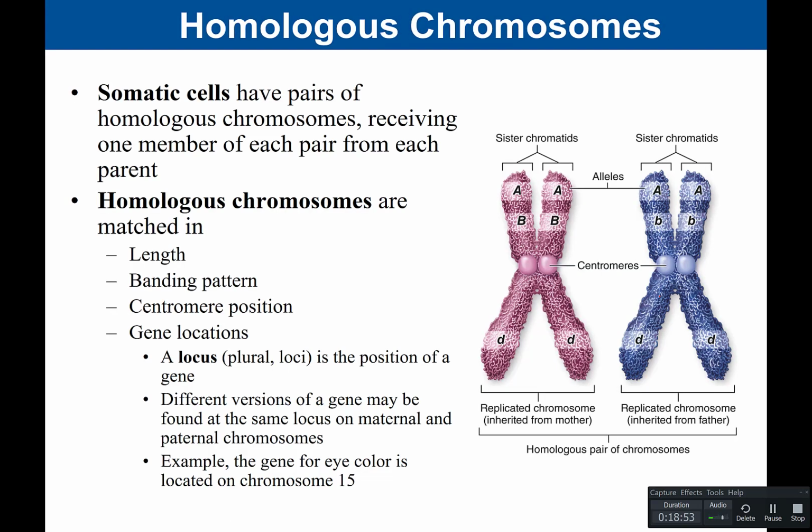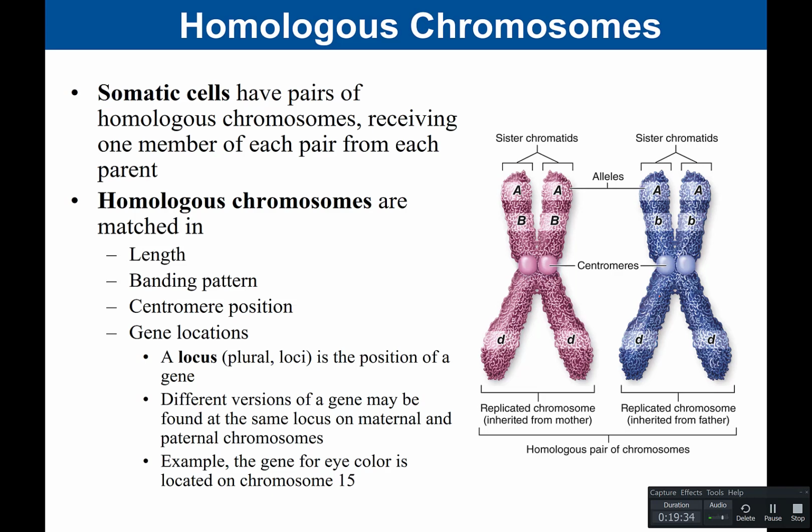So in order to understand meiosis, we need a little bit of information about chromosomes. So first, let's start with somatic cells. Somatic cells are all the cells in your body that are not used for reproduction. So a skin cell, a liver cell, a neuron, those are all somatic cells. And in somatic cells, you have pairs of chromosomes. So 46 chromosomes total, and your 46 chromosomes are arranged into 23 pairs.